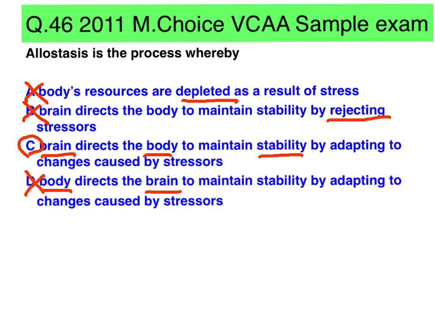For example, our heart rate will go up, which will enable our muscles to receive an increased supply of blood without causing any damage, so that therefore we can actually maintain stability because our muscles aren't deprived of the necessary blood or oxygen they need.